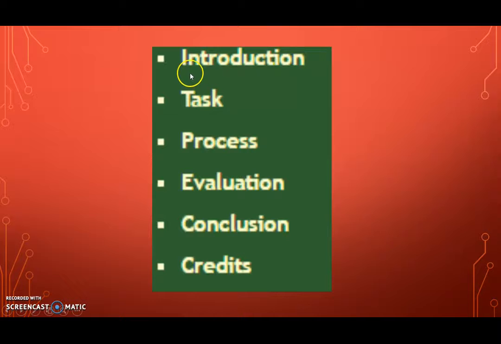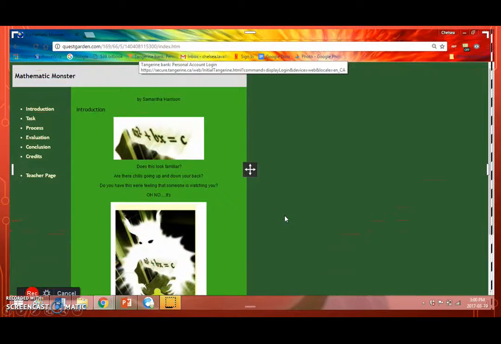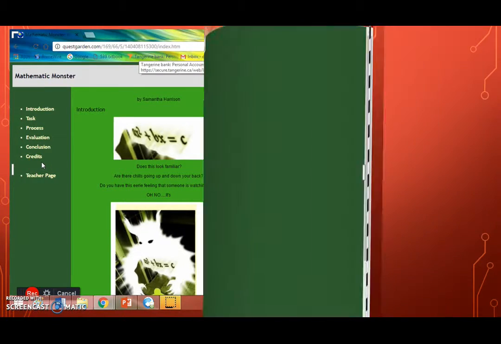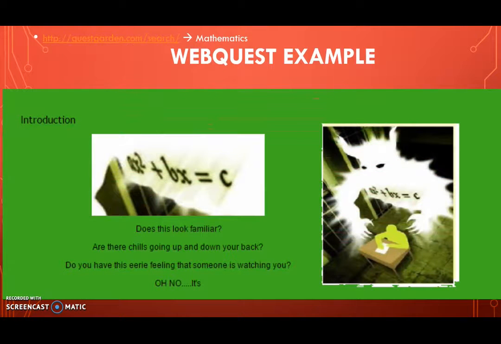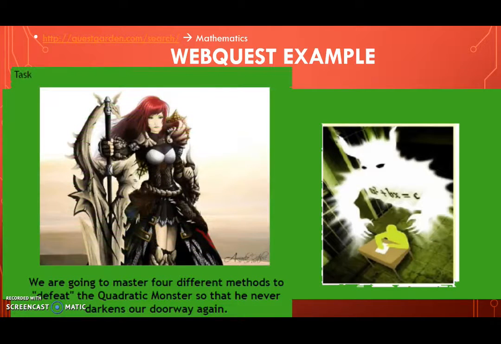Web quests are broken down in the following way. There's an introduction, the task is also introduced, the process, evaluation, and conclusion. So I googled a mathematics web quest because that's what I teach. So if you can see along the side here, the students can just click through here depending on what point they're at. So for this particular web quest, the introduction says, have you ever been haunted by the mathematics monster? So what's the task? We have to go defeat the quadratic math monster.